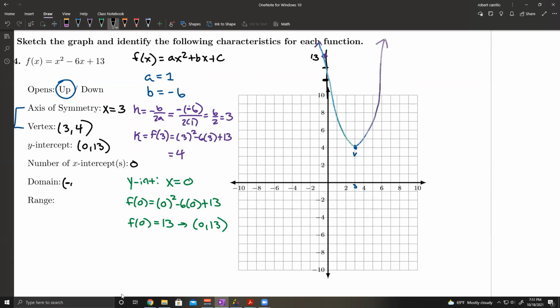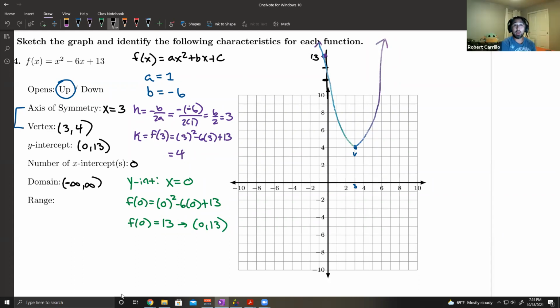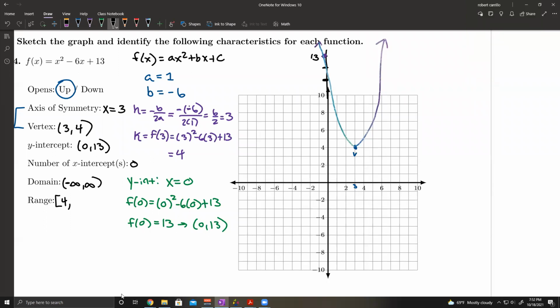Negative infinity to infinity. And the range, since it opens up, starts at the y value of our vertex. What's our y value? Four. And we head towards infinity. There you go. Cool.